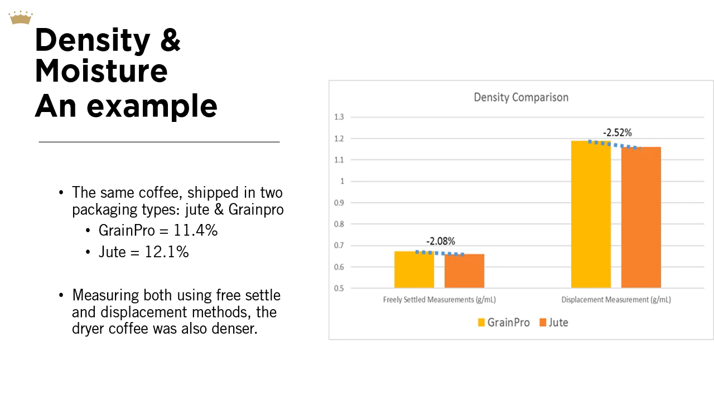Over a number of freely settled measurements and a couple of displacement measurements, on each coffee, the drier GrainPro was measured denser overall than the wetter jute coffee by a little over 2%.